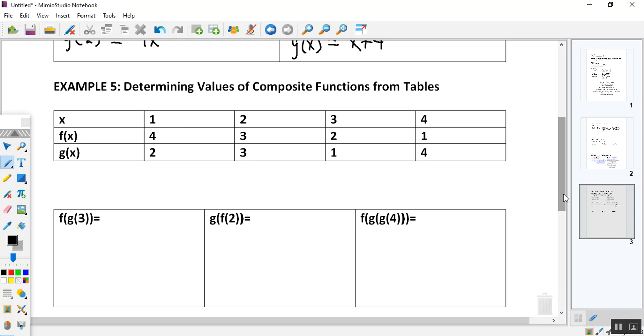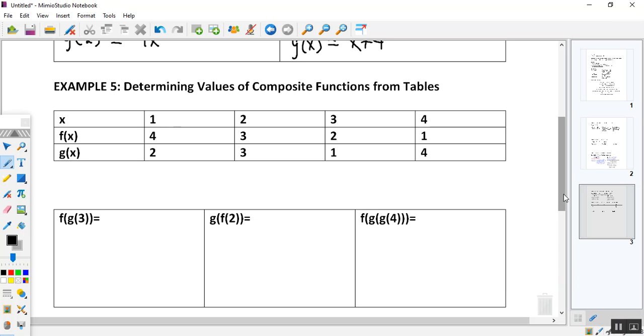So when I input 1, what's the output for f? If I would input 1 for g, what would the output be? So you get how to read this table. If I input 3, what's the output for g? 1. We're supposed to evaluate f of what? Okay. Well, f of g of 3, kids.